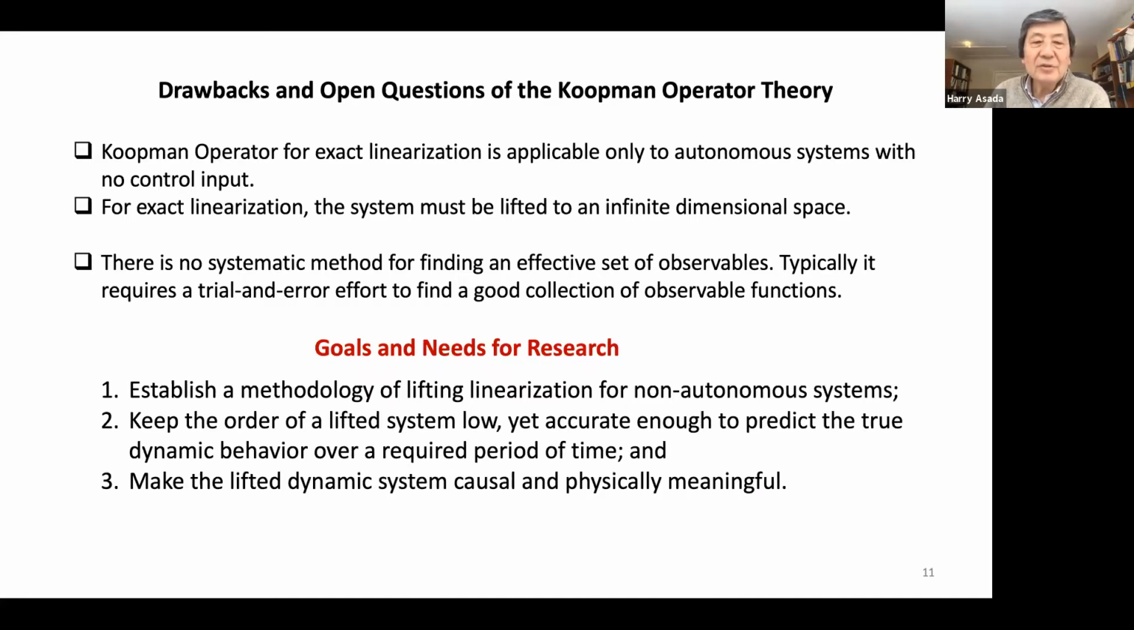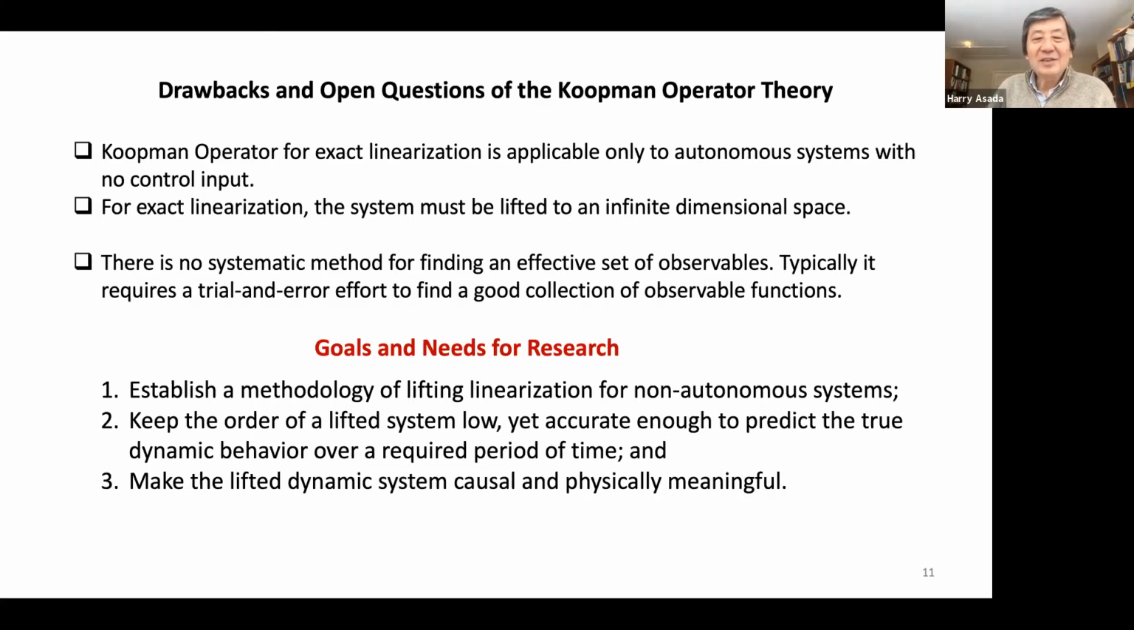So, drawbacks and still open questions of the Koopman operator theory. Needless to say, the Koopman operator for exact linearization is applicable only to autonomous systems with no control inputs. And many of you are taking an aside at this point: it's not applicable to control systems, so what's the point?